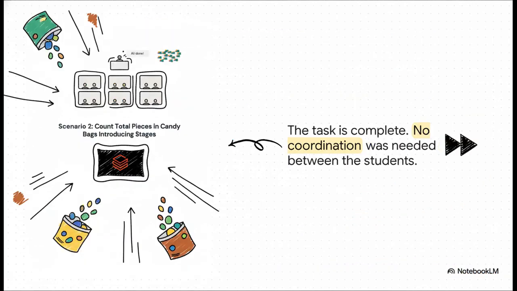And boom, just like that, the job's done. This is the dream scenario. This is the most efficient kind of operation you can have in Spark. It's what's technically called a narrow transformation. And it's super fast because there's no waiting around, no talking, no dependencies between any of our little student workers.